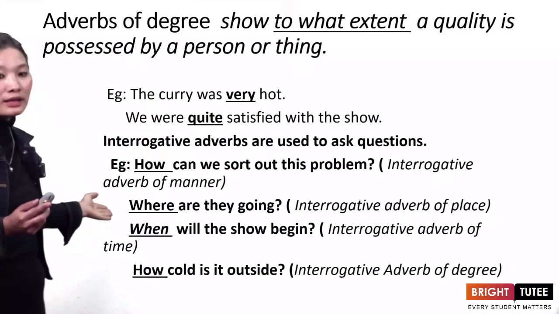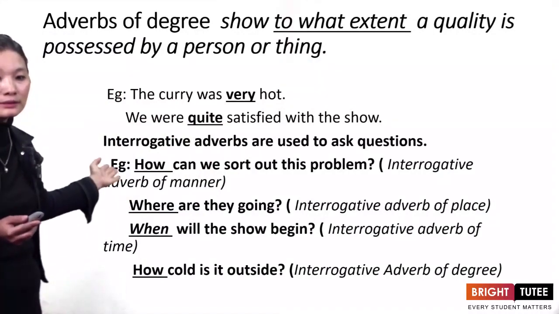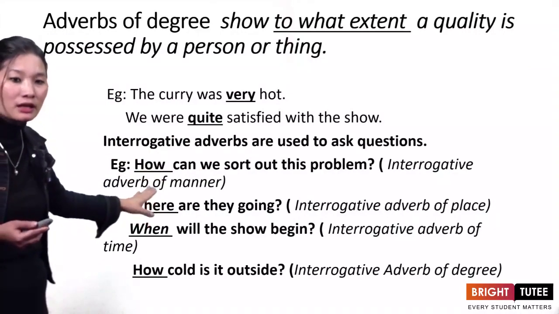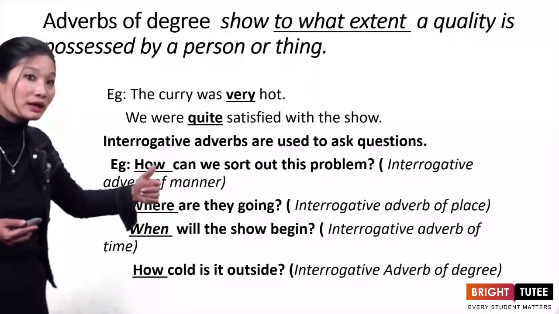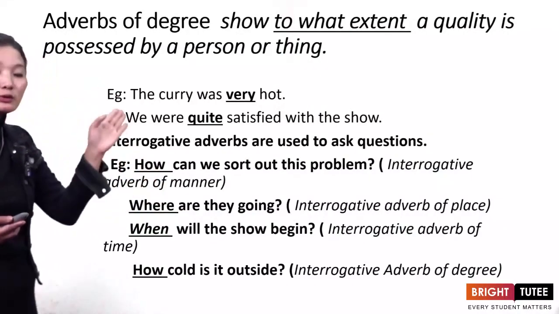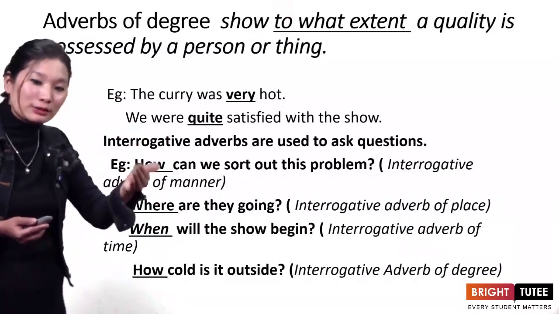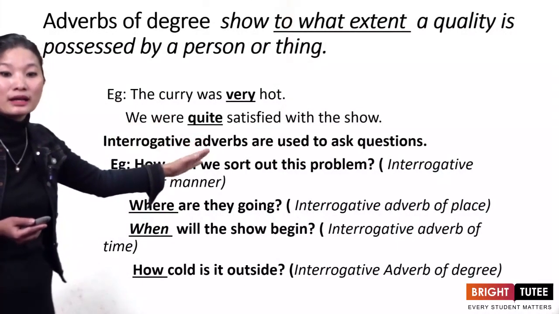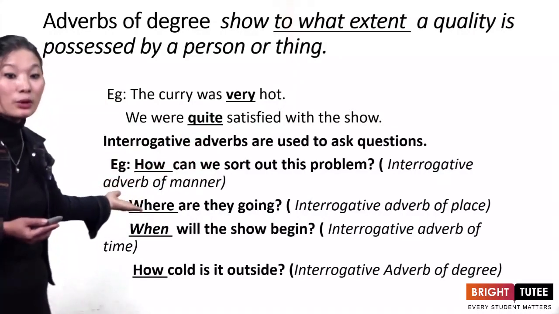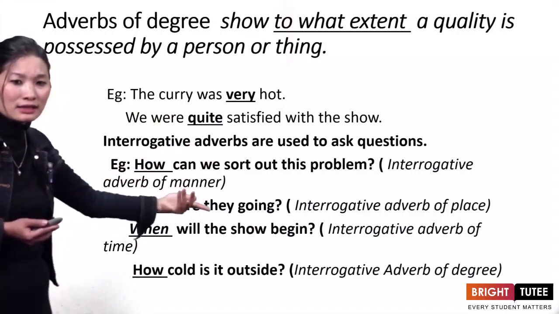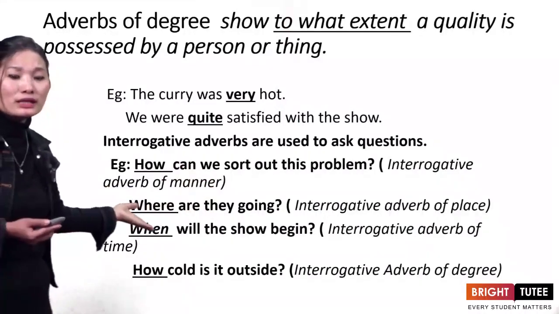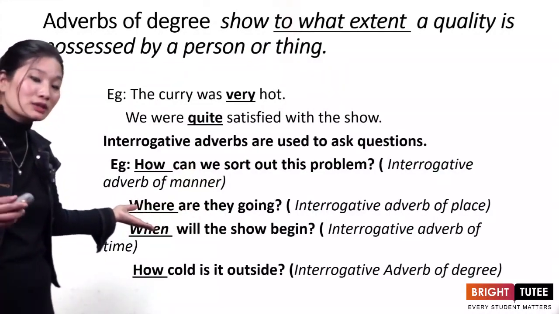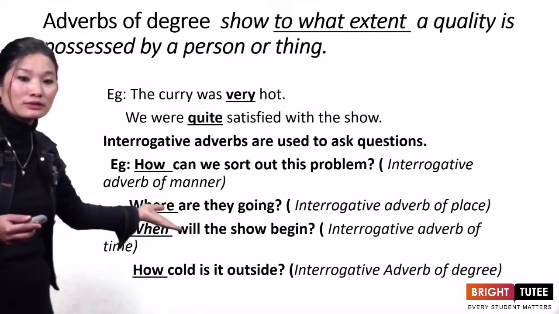Example, where, when, how. The first one is an interrogative adverb of manner. How can we sort out this problem? How? It becomes an adverb of manner, because if you reflect back, we have already done adverb of manner. It always asks the question how. So every question that asks how is an interrogative adverb of manner. Where are they going? Now you know it's place, interrogative adverb of place. When will the show begin? When is the show going to begin? It will begin early. It will begin very soon. So when is the interrogative adverb of time.